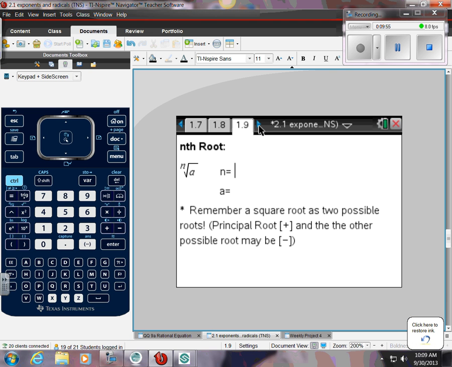All right, so let's start talking about radicals now. So I have the nth root. Who could tell me what that n stands for? What do we call that? Starts with an I. What's the question? This n, what is it? What do we call it? Starts with an I.